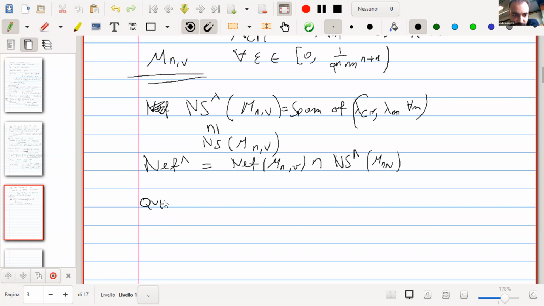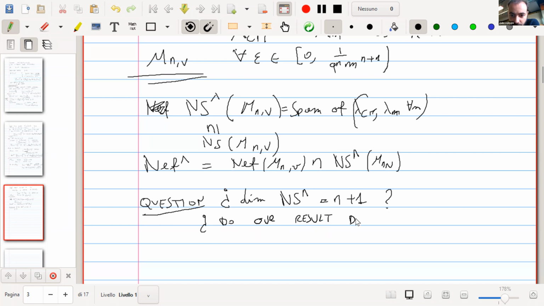The questions are two. Question one: is the dimension of this lambda Néron-Severi group equal to n+1? And question two: do our results describe the full lambda Nef cone?